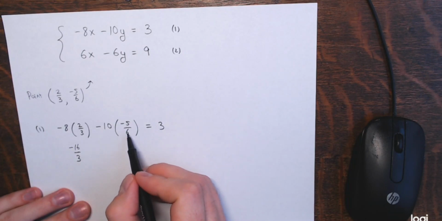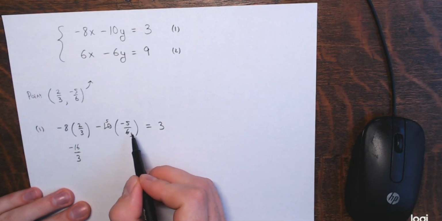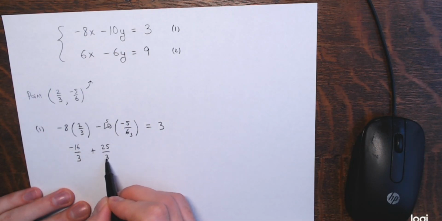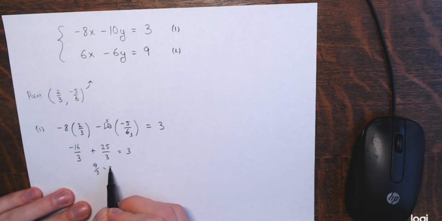And then, 2 goes into 10 5 times and into 6 3 times. So this becomes positive 25/3 equals 3. And this is indeed 9/3. 9 divided by 3 equals 3. 3 equals 3. Absolutely, that works.